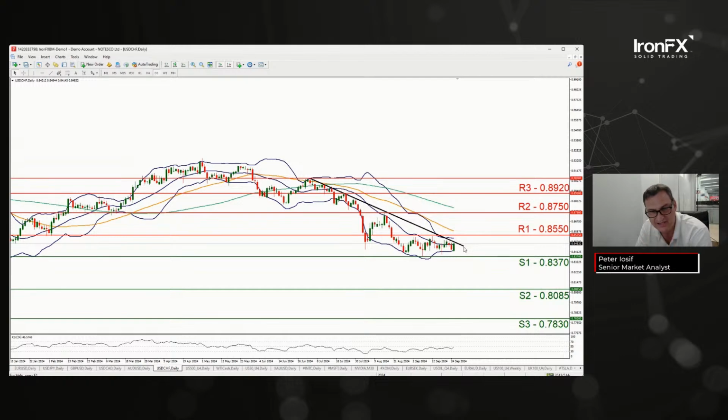Should that be the case, and say, for example, the SNB actually cuts rates by a double rate cut, a 50 basis points rate cut, then we may see the CHF losing some ground, as practically that would force traders who were expecting a single rate cut, a 25 basis points rate cut, to reposition themselves bearishly.